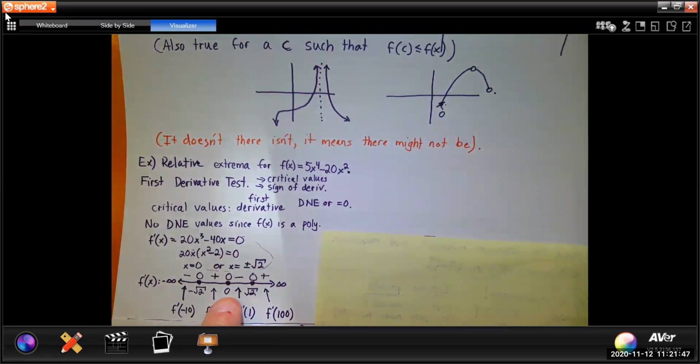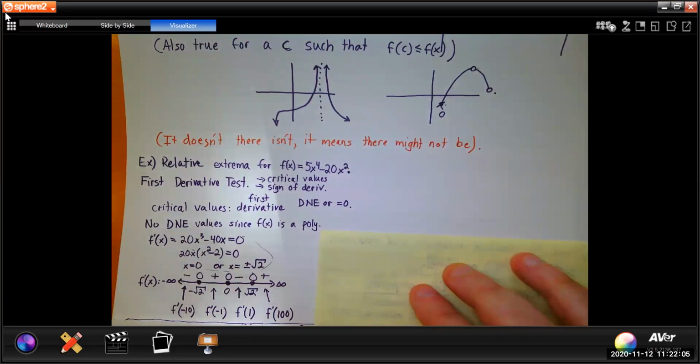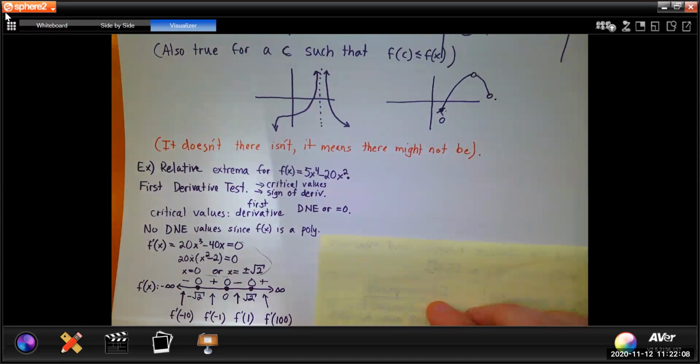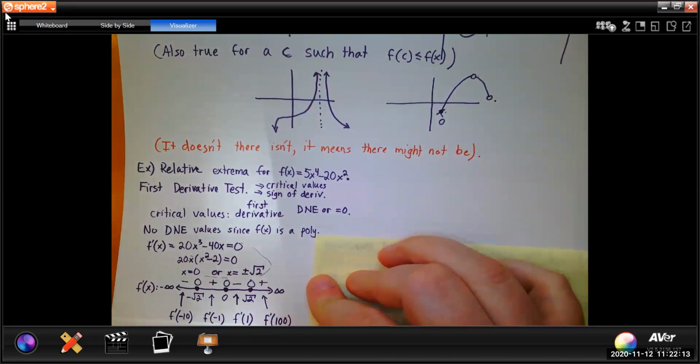If I look at a value between 0 and root 2, like 1, it's going to be 20 times 1, which is positive, and 1 squared minus 2 is negative 1. That's negative. That's why this interval is negative. And last but not least, we have 100, which when multiplied by 20 is positive, and 100 squared minus 2 is also positive. So you don't have to do a number line. You don't have to evaluate the function like I did. But what you do need to do is arrive at these correct statements: on this interval, the first derivative is negative. This interval, positive. This interval, negative. And this interval, positive again.